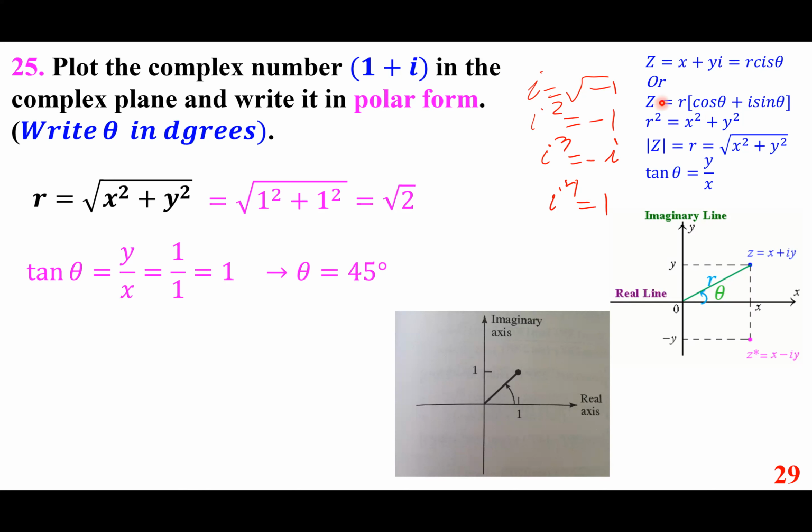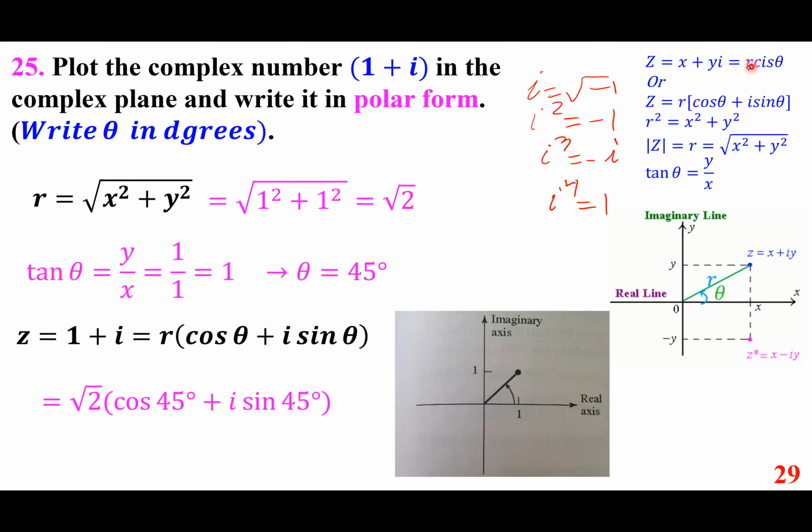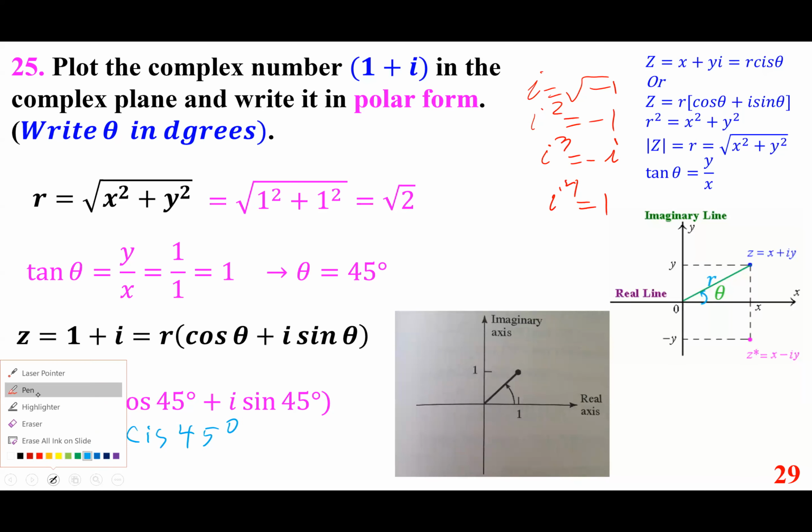So according to this, you can go with this, or this is a shorthand notation. Replace the r as well as theta. So square root of 2 times cosine 45 plus i sine 45, or you may write it as square root of 2 cis 45. That's the same thing. It's a shorthand notation, everybody.